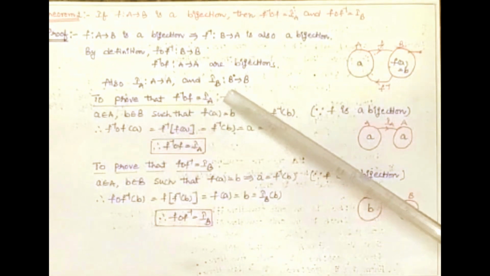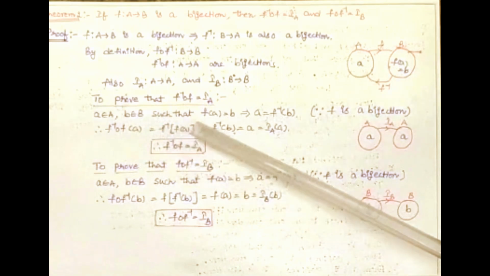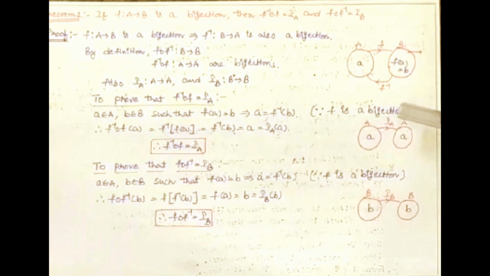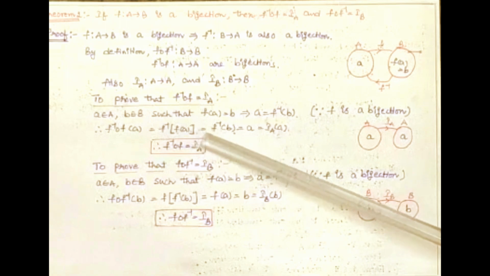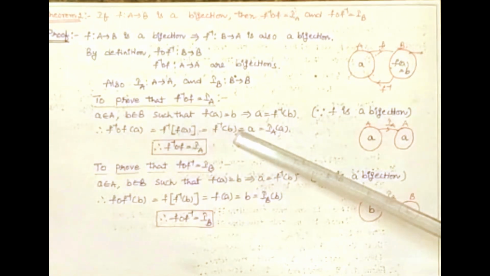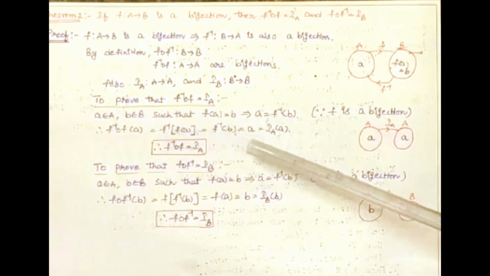To prove the first one, f inverse ∘ f is equal to I_A. a belongs to A, b belongs to B such that f(a) is equal to b implies a is equal to f inverse(b), since f is a bijection. f inverse ∘ f(a) is equal to f inverse(f(a)), that is equal to f inverse(b), because f(a) is equal to b. And we know that f inverse(b) is equal to a, which is I_A(a). So f inverse ∘ f is equal to I_A.